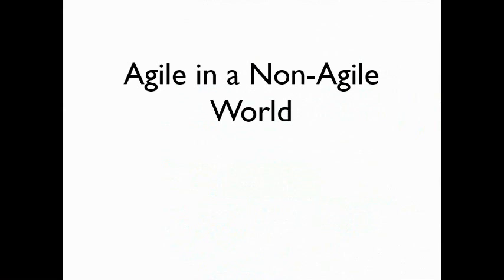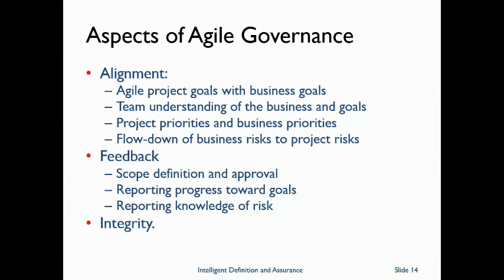So let me take a step back now into how agile might operate in a non-agile world. The challenges of the aspects of agile governance that we need to pay attention to are, I would call, alignment, feedback, and integrity. The alignment is, does an agile team and its behavior align with the business goals? That is, what the team are producing, will it deliver the functionality?